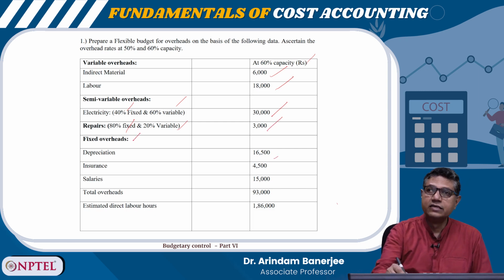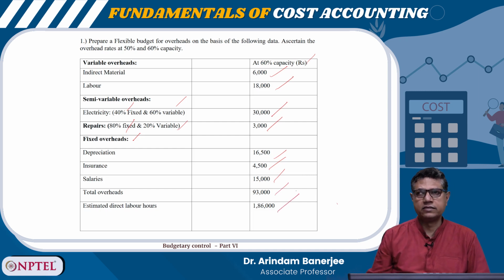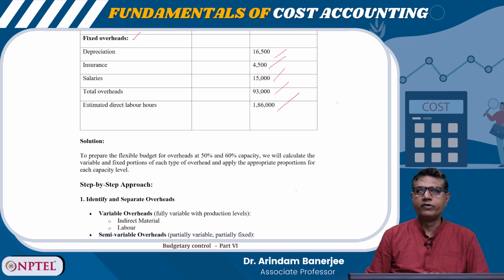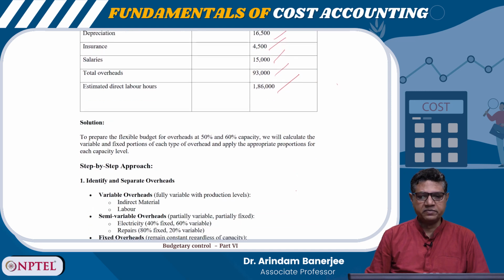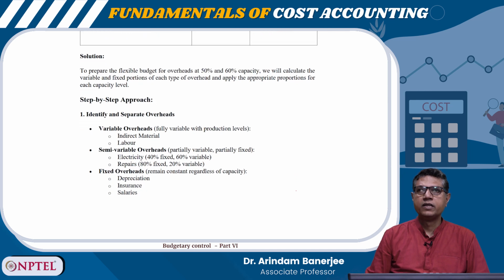Depreciation is a fixed overhead amounting to 16,500. Insurance 4,500. Salaries 15,000. Total overheads 93,000, estimated direct labor hours 1,86,000. So this is the information given. So we need to calculate the overhead, variable overhead, at 50% and 60% capacity. So how can we do that? What are the steps?